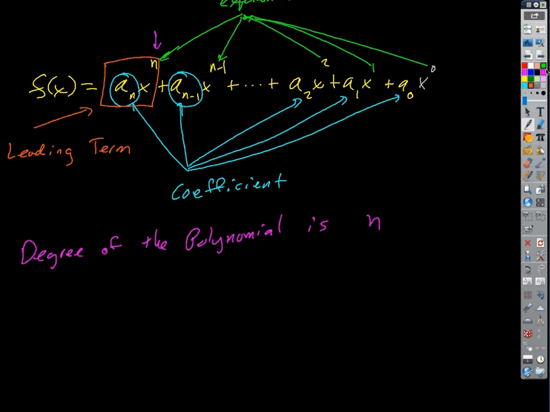Okay. And then we would say that a sub n is what we call the leading coefficient, right? It's just the coefficient of the biggest power of x. So the n will always be the biggest, like, one in front too? Exactly. All right. Yeah, yeah.